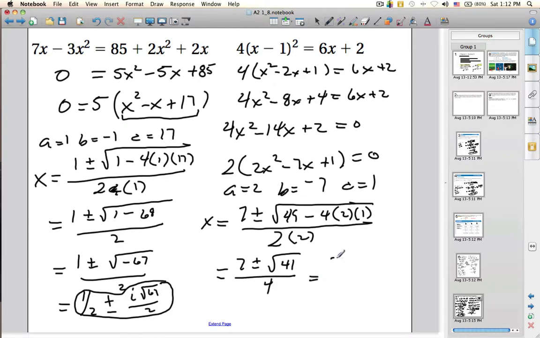And that will simplify to be 7/4 plus or minus... I'm trying to think of what can go into 41. I don't think it's really divisible by anything. So I'm going to go ahead and leave that. If I made a mistake, you let me know. This would be my final answer, 7/4 plus or minus root 41 over 4.